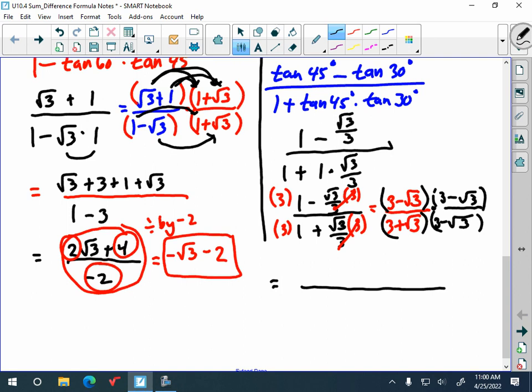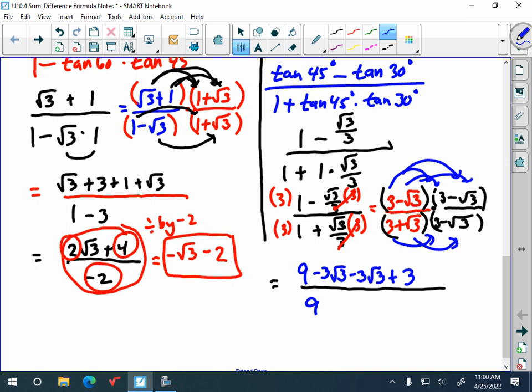All right, so we're going to double distribute on top. That's 9 minus 3 root 3. That's distributing 3 over. Now we'll distribute the negative root 3. So that's negative 3 root 3 plus 3. On the bottom, we just have to multiply the first terms together, so that's 9, and the last terms together. Radical 3 times negative radical 3 is negative radical 9, which is minus 3.